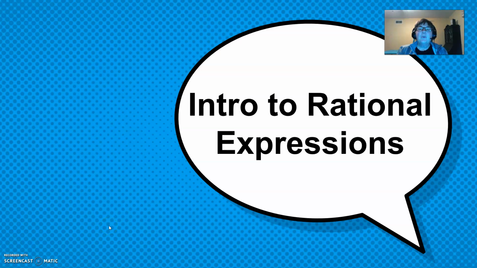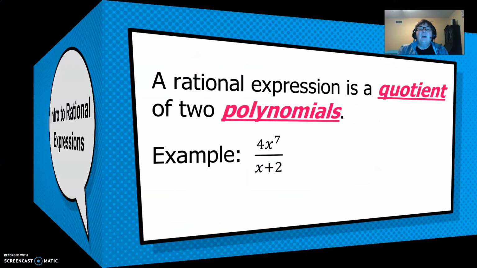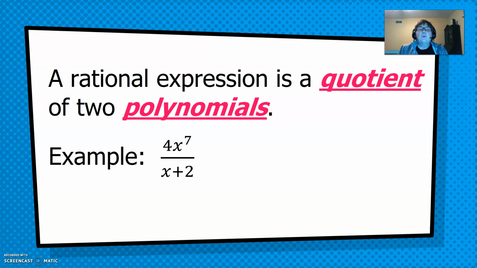Today's lesson is Intro to Rational Expressions. A rational expression is a quotient of two polynomials. So here's an example, 4x to the 7th over x plus 2. It looks a lot like what we were working with last week when we were talking about polynomial division.